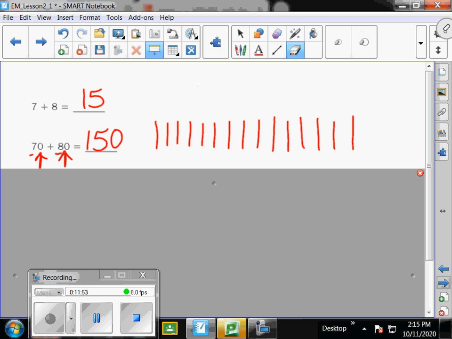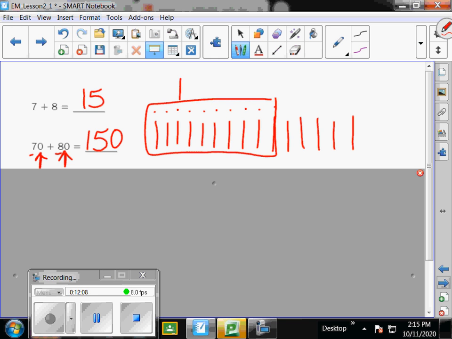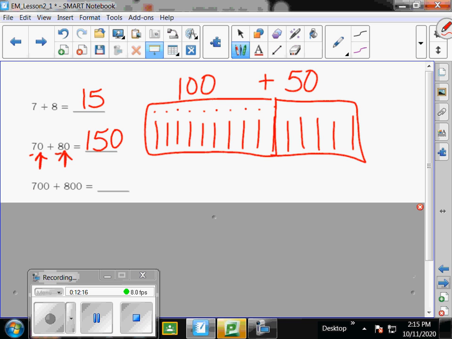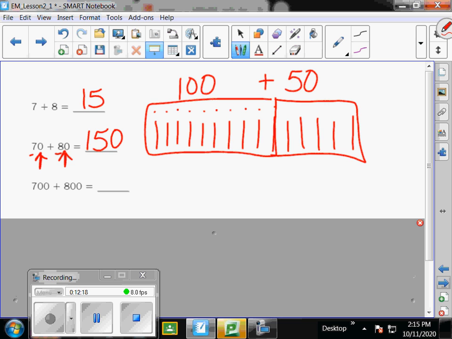Now think about what 15 tens are. When you have a bunch of tens, can't you trade them in for a 100? So 1, 2, 3, 4, 5, 6, 7, 8, 9, 10. 10 of these traded in for a 100 block, right? And then what do you have left? 50. So 150. All right. Well, then you should be able to do this one very quickly.